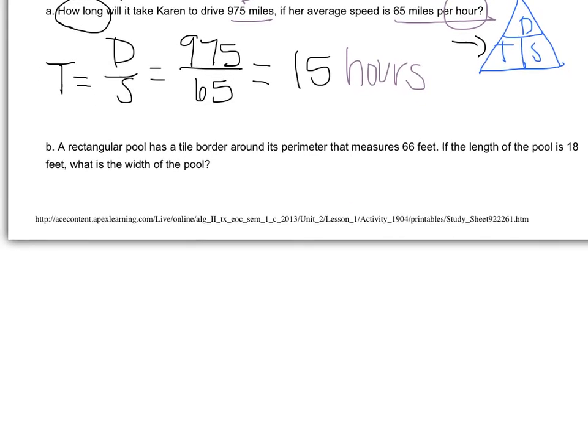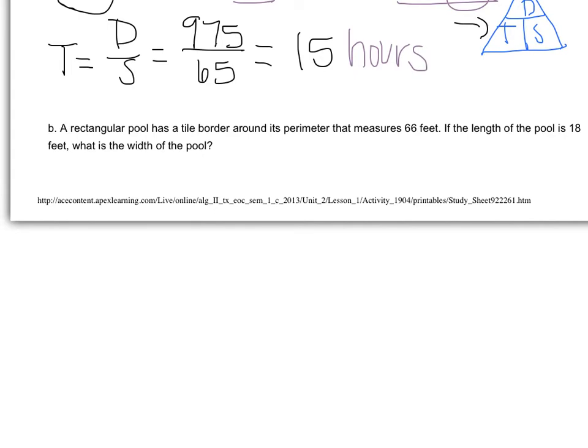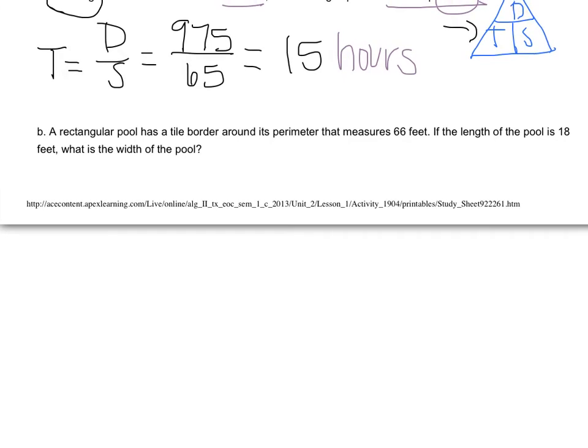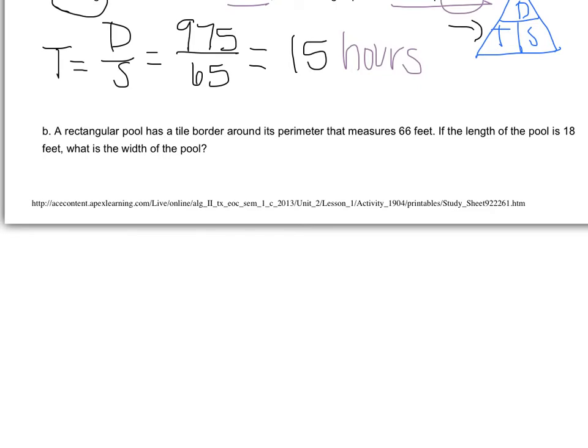Part B says a rectangular pool has a tile border around its perimeter that measures 66 feet. If the length of the pool is 18 feet, what is the width of the pool? So we need to talk about perimeter. Anytime it talks about a shape, we should probably draw a picture because it just helps us to see what we're doing. So here's our pool. Our perimeter is 66. We know that it is 18 feet in length. So I'm going to put that on two sides. And we're supposed to find the width.